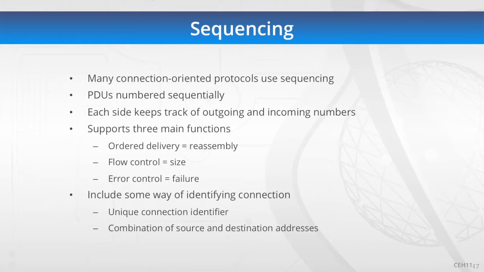Okay, so let's talk a little more about sequencing. Many connection-oriented protocols use sequencing. TCP uses it. Protocol data units are numbered sequentially, and they increment as they go along. What this gives us is ordered delivery so they can do reassembly quickly and efficiently, flow control so that we can respect the fact that there may be congestion, and error control in case a packet gets dropped. We have to include some way to identify that connection, a unique connection identifier.